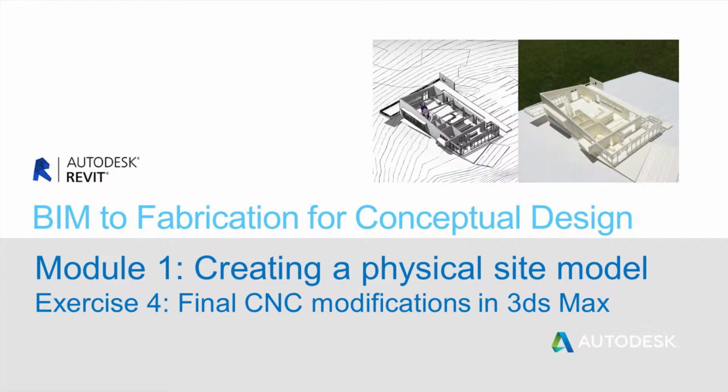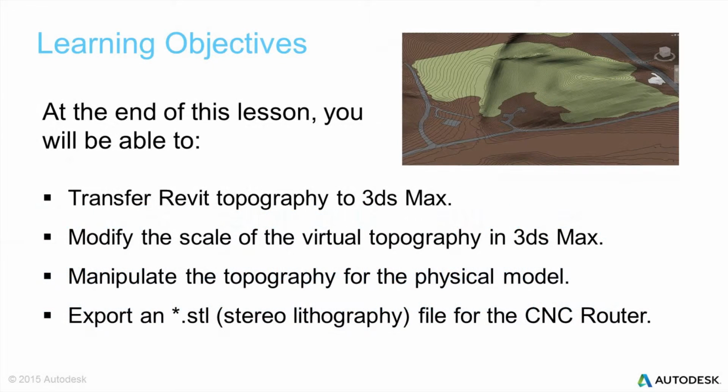In the last exercise of this part of the series, Module 1, we'll be doing final CNC modifications inside of 3ds Max. These modifications will give us a better model, and they'll also make sure that we have the right scale established. So we'll be learning how first to transfer Revit topography into 3ds Max, modify the scale of the virtual topography in 3ds Max, manipulate the topography for the physical model, and export an STL or stereolithography file for the CNC router.